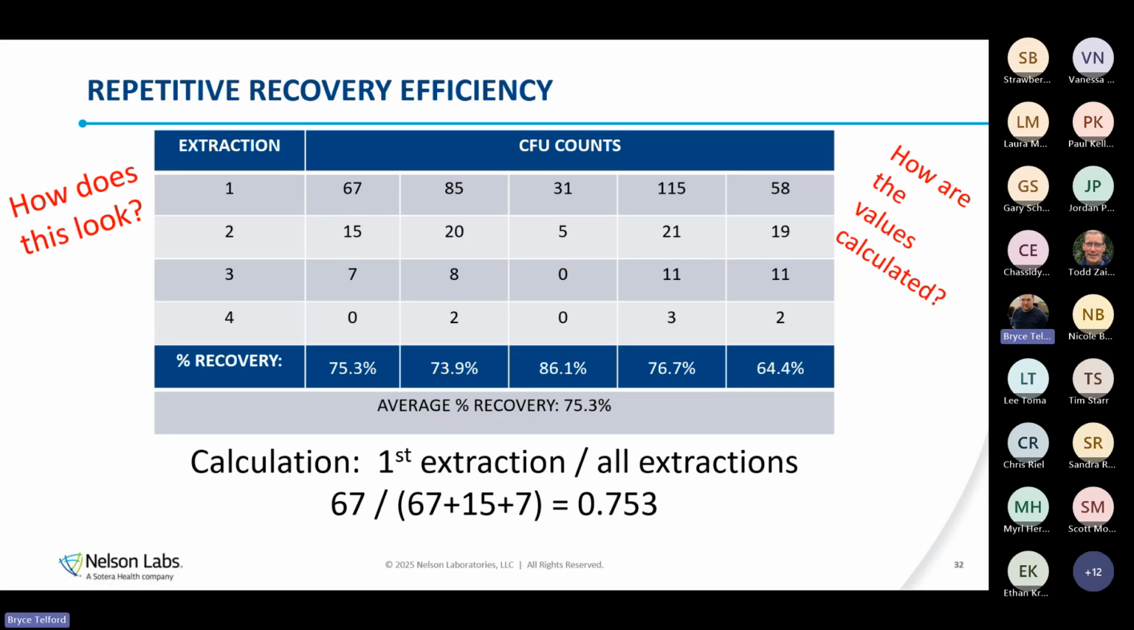So if we do the math for all of them, we can look through and we can see we have 75, 73, 86, 76, 64, and this is fairly common, what we will see for repetitive recovery efficiency.